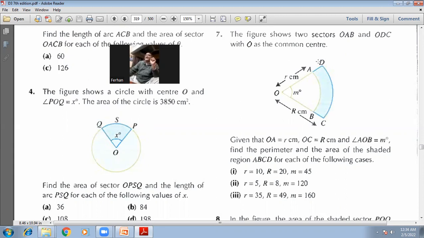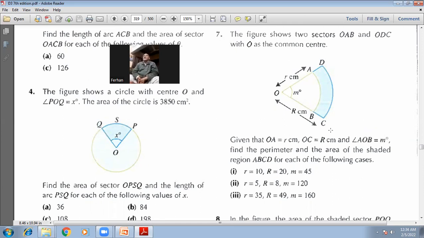The strategy is very simple. The perimeter means the outer boundary of this area, and that perimeter has an arc of the big sector, an arc of the small sector, and this AD, which is a straight line, and BC, which is a straight line. AD and BC both are capital R minus small r. And very easily we can find it.